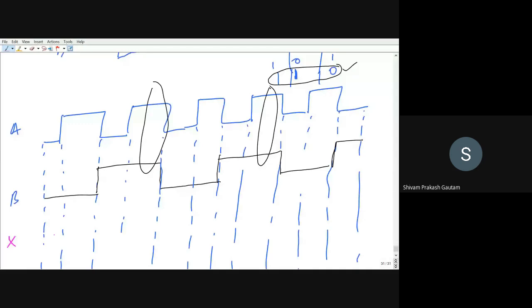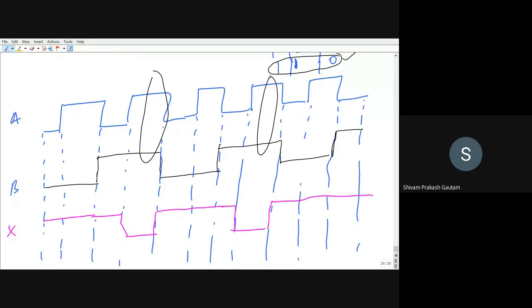So the output will be high till here, then it becomes 0 at this point, then it is high again, then it becomes 0, and then it will be high. Is it okay? Just check. Yes, right? Okay. Now we will see the last one, XOR.